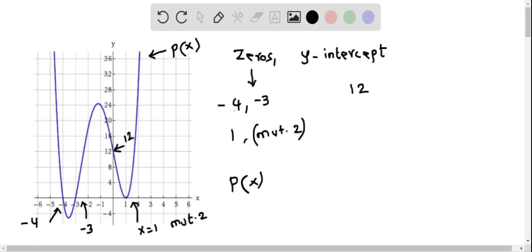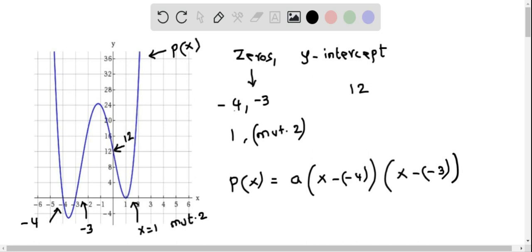So I write polynomial p of x, and this equals a, which is a constant, times the factors for each of the zeros. That is, we write a linear factor for each zero. So I put x minus negative 4 as the first factor, and another factor for another zero, that is x minus negative 3. This is for the zero negative 3. And these two have a multiplicity of 1, so I don't need to put any power on them, or we just consider that they have the power of 1.